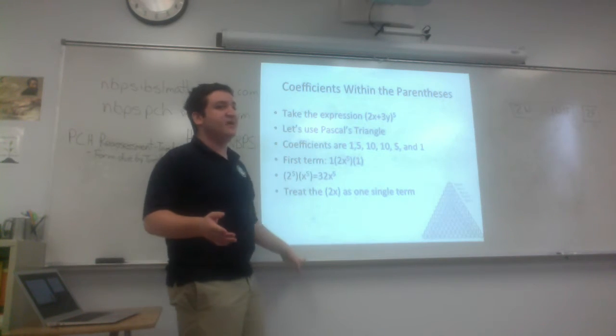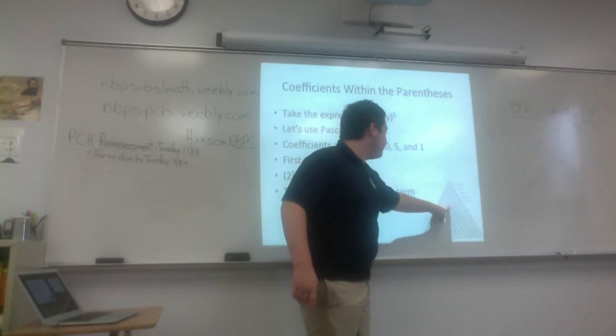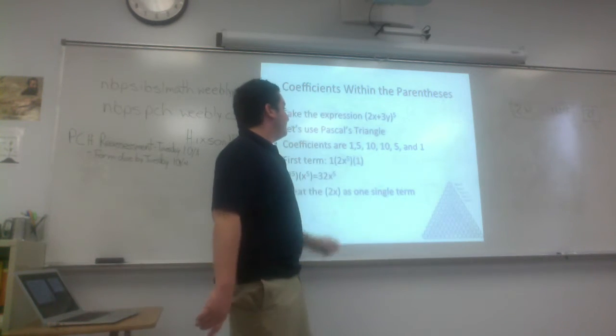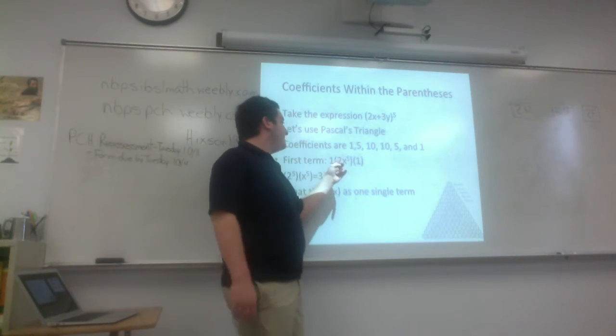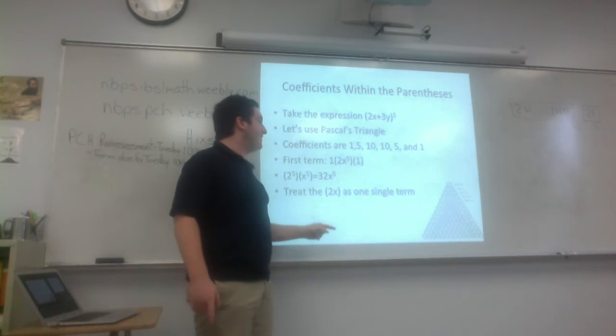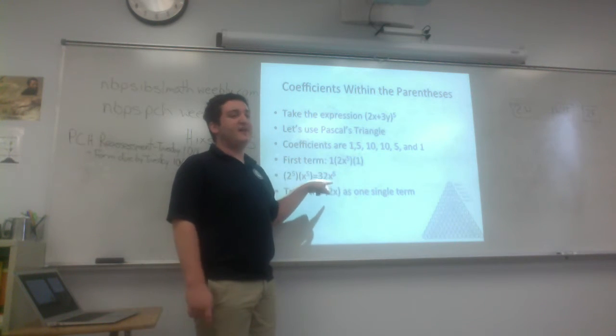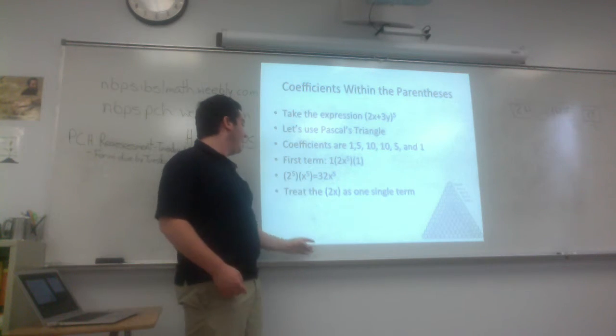So let's use Pascal's triangle, it's just easier. We have it to the 5th power, so we go row 0, 1, 2, 3, 4, 5. 1, 5, 10, 10, 5, and 1 are our coefficients. First term, 1, times 2x to the 5th times 1. So it's not 2 times x to the 5th, it's 2 to the 5th times x to the 5th, which is 32 times x to the 5th.